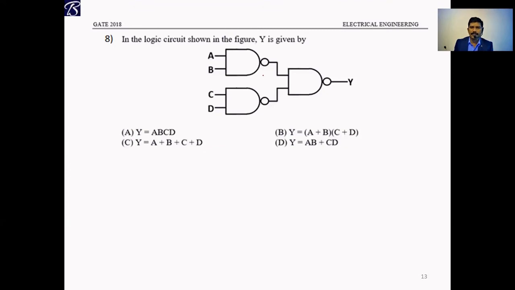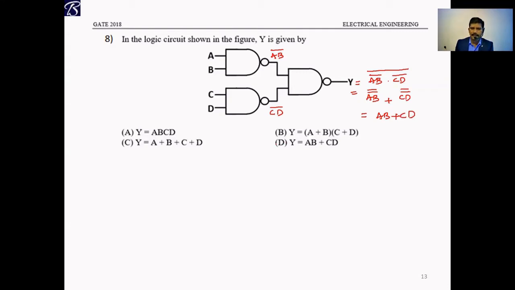In the logic circuit shown in the figure, Y is given by, we need to find out this Y. If you observe this logic diagram, the output of this NAND gate is AB whole bar, and here CD whole bar. And what is Y? AB whole bar into CD whole bar, whole bar, because of this NAND gate. Now if you apply De Morgan's theorem here, it is AB double bar plus CD double bar. Double bar is nothing but cancels. This is AB plus CD.